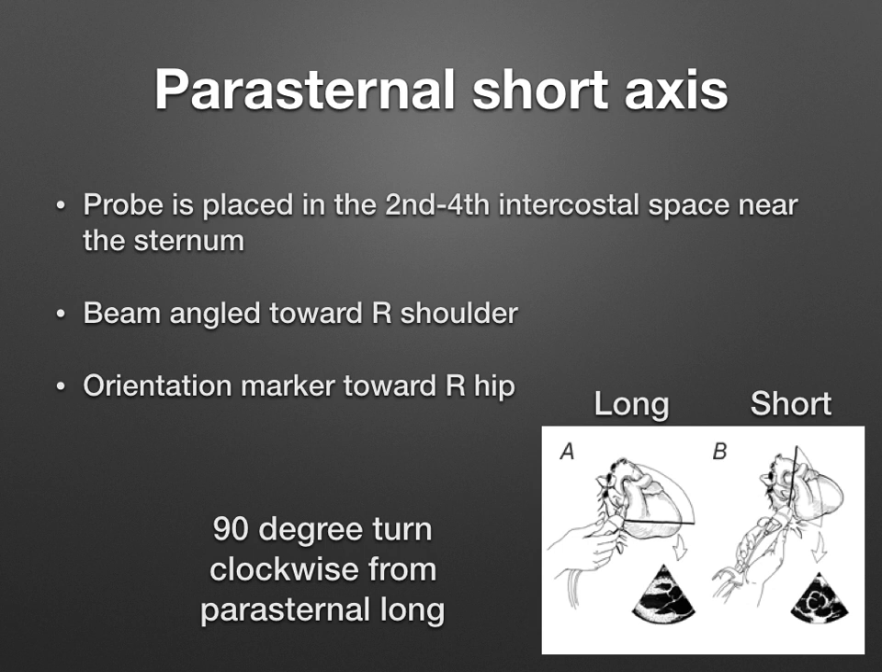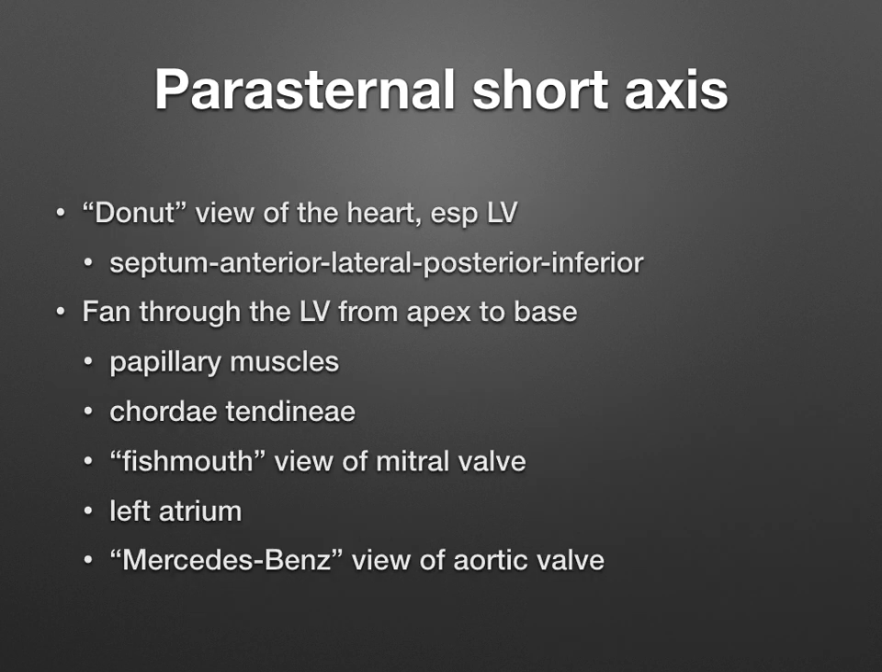For the parasternal short axis view, you really just want to rotate the probe 90 degrees clockwise from the parasternal long axis. So again, the probe is in the second to fourth intercostal space near the sternum, with the beam angled towards the right shoulder and the orientation marker this time towards the right hip. What you end up with is a donut view of the left ventricle, where you can identify the septum, the anterior, lateral, posterior, and inferior walls.